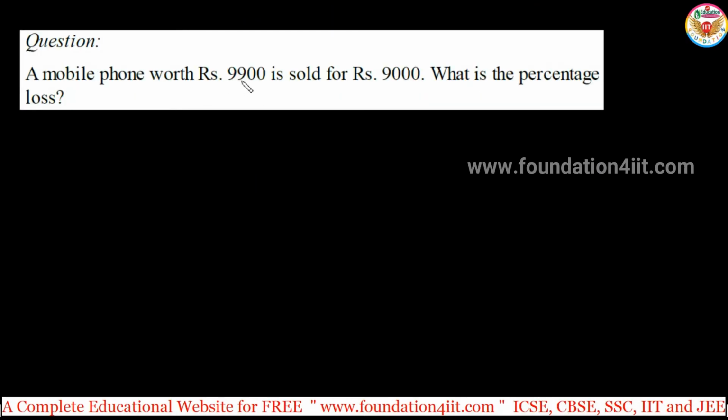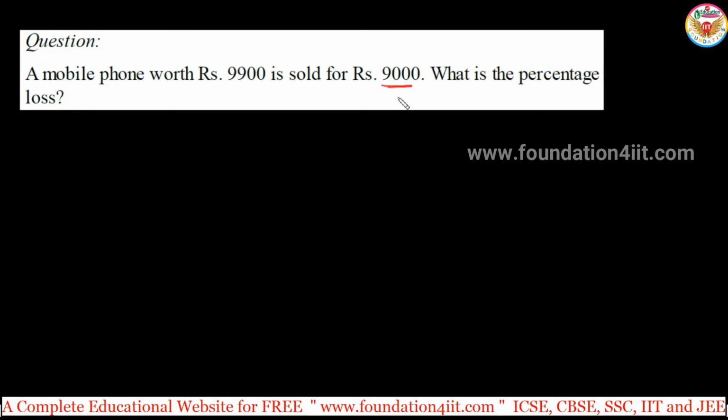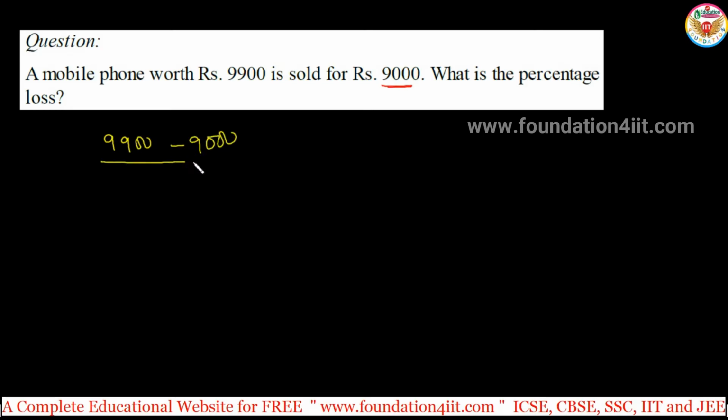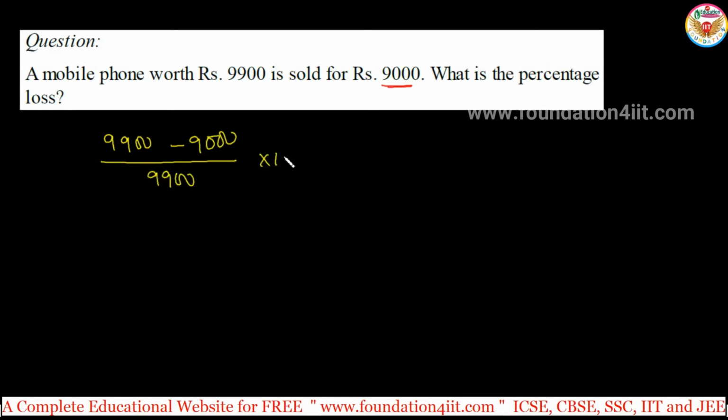A mobile phone worth 9,900 is sold for 9,000. So they sold for a lesser amount. That means it's a loss. So what is the percentage loss? Your loss is 9,900 minus 9,000. So how much they got as loss, by cost price? Cost is 9,900 into 100. Just apply the formula directly.